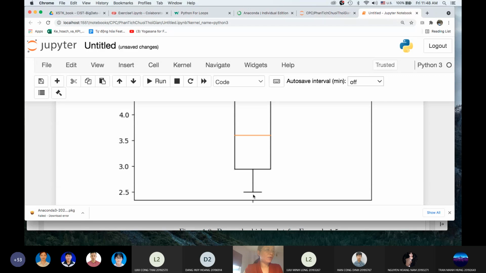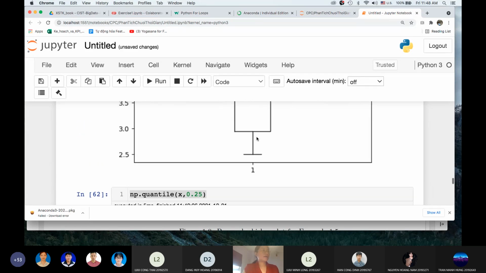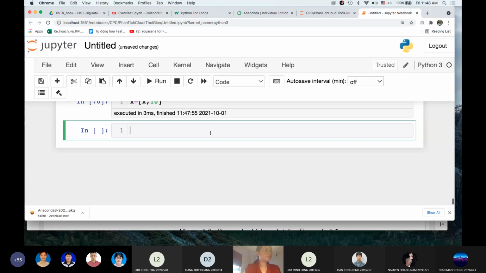However, if you add one more point smaller than 0.4 or greater than 7, it is considered an outlier. I show you here: x equals this, now with 10 as an example.